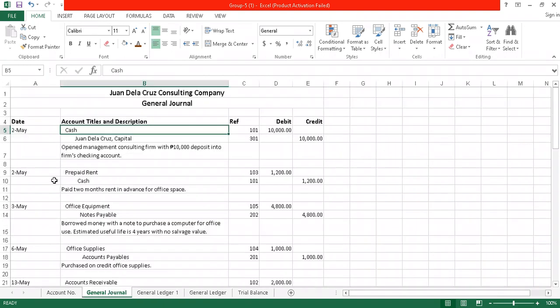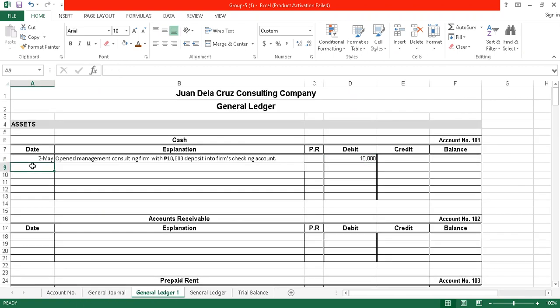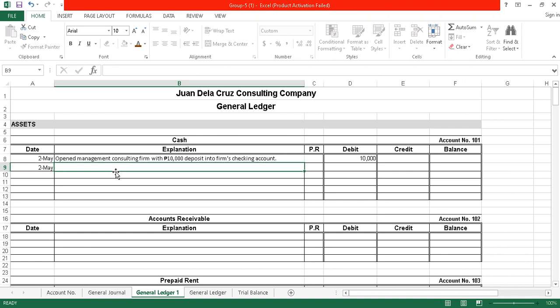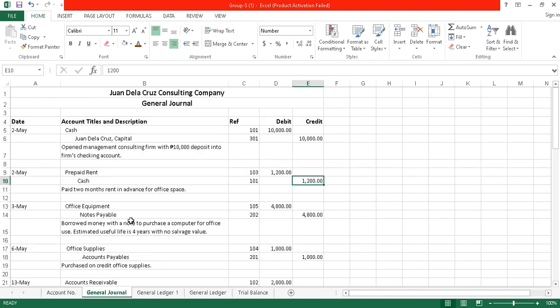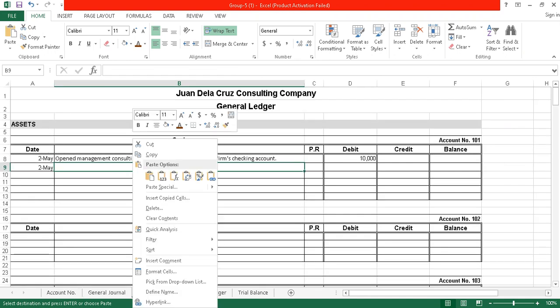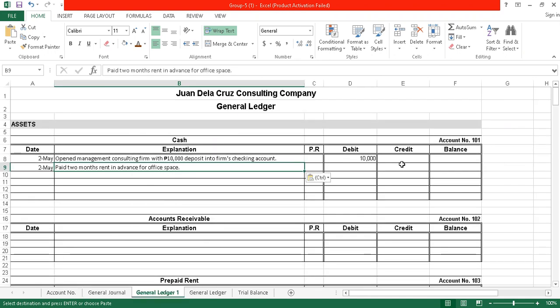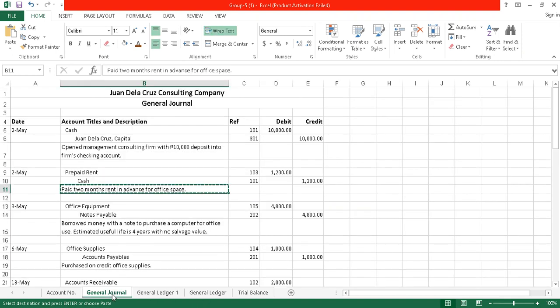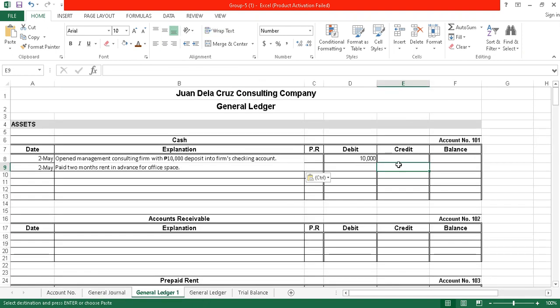And here in May 2 also, we have cash, and as you can see, it is in the credit, because we paid 2 months rent in advance for office space. So we must copy the date, which is May 2, and then the description, cash, in that column. And after that, we also copy what is in the credit, which is 1,200.